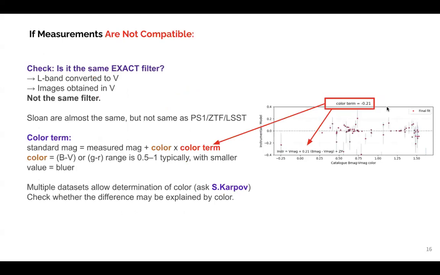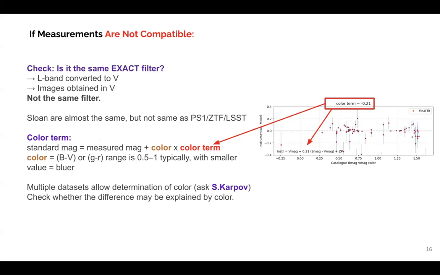If the images are not compatible, like I mentioned, you need to check firstly if it's the same filter. So L band converted to V and an image in V is not the same filter. For Sloan, it's usually almost the same, but it's not the same as Pan-STARRS or ZTF or LSST. And what we did is that we checked the color term. So the color term, this is the formula of how you have the standard magnitude. It's the measured magnitude plus the color, which is the B minus V or G minus R.